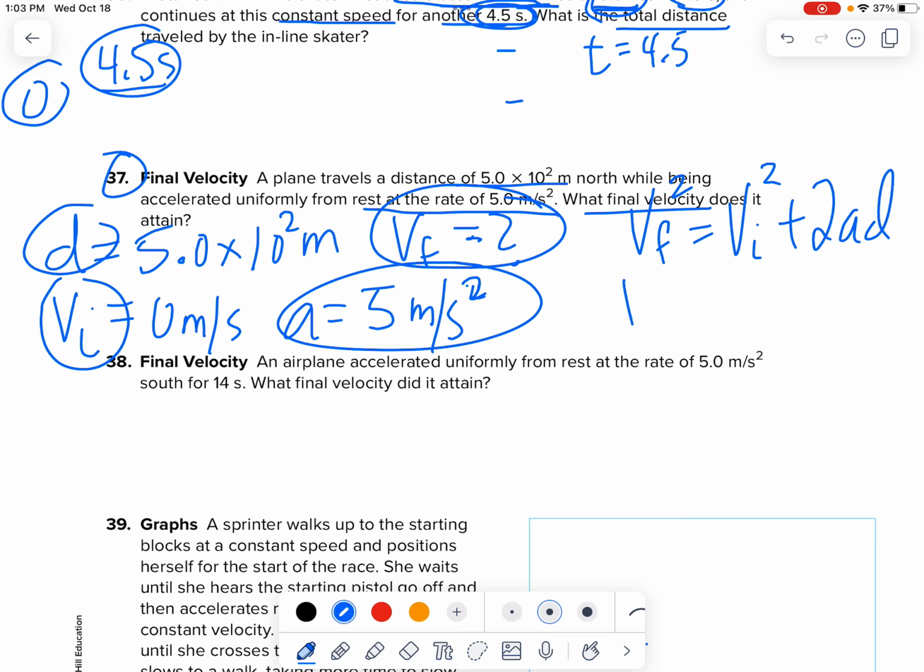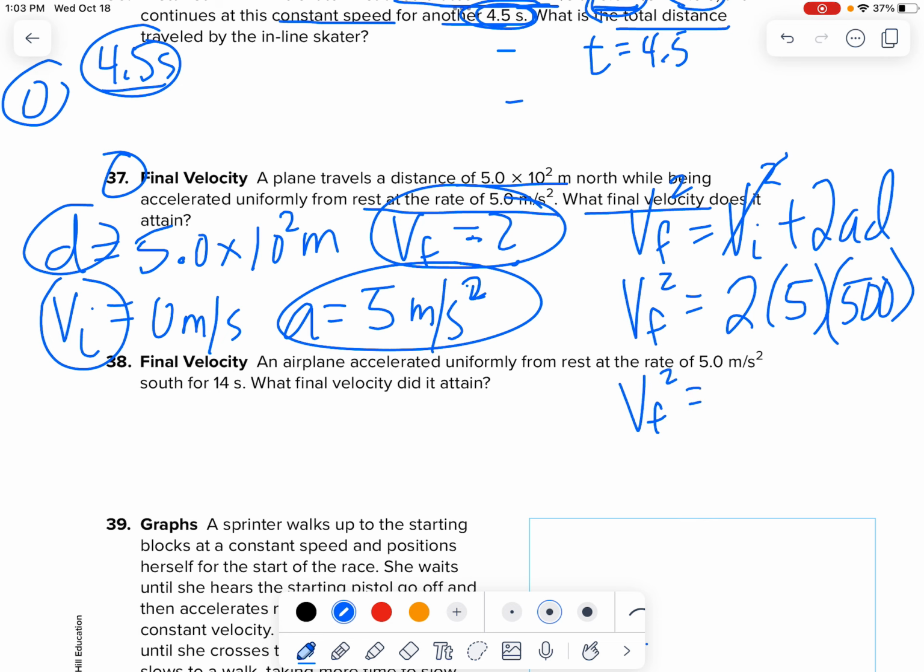The final velocity is what we're trying to find. The initial velocity was given to us at 0, so that term is gone. And then 2 times A is 5. Distance is 500. Evaluate that and take the square root, because it's v squared, so I have to take the square root to get v sub f. 1,000, 5,000, and then you're going to take the square root of that to get your answer, and that would be in meters per second.